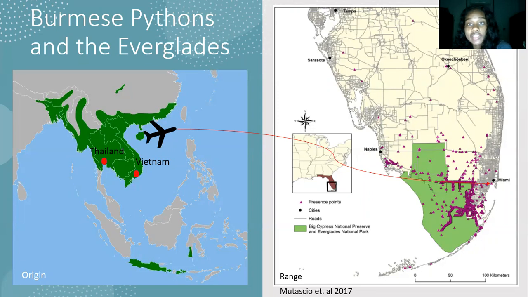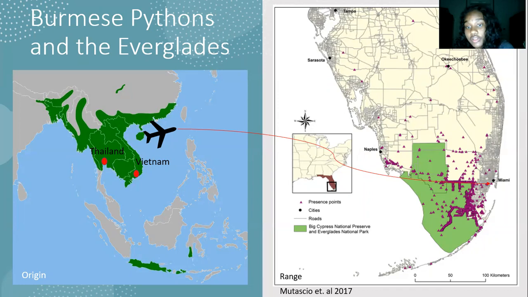So what is the current range of pythons in the Everglades? The Everglades is actually the largest subtropical wilderness in the United States. It is home to a numerous amount of wildlife, including various endangered species. This includes the manatee, American crocodile, and the Florida panther.